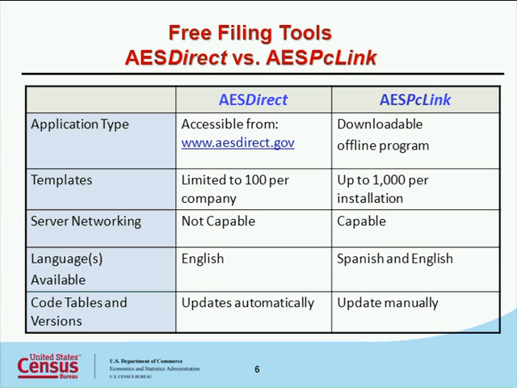AESPcLink is a downloadable software component of AESDirect. This software is also free and can be downloaded directly from the AESDirect website. Among the differences between AESDirect and AESPcLink are the amount of templates available. Through the website, you can have up to 100 templates shared throughout the company account. Now, since AESPcLink stores files directly to your PC, you are able to store as many as your computer will hold.